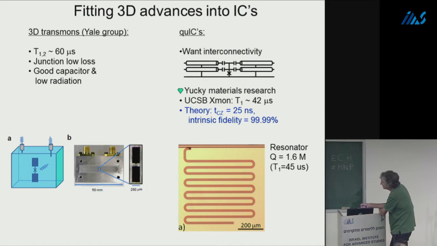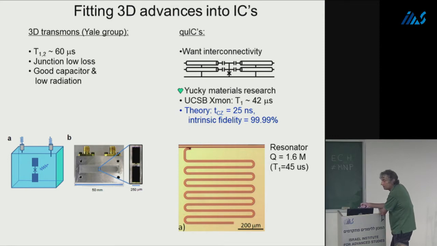It's an aluminum box here. And the good capacitor here, most of the capacitance is just from air or from vacuum, which is low loss. And the fact that it's enclosed in a cavity means that this energy here won't radiate out. And because of that, they've made very good devices, and people are trying to figure out how to scale this up and do this.